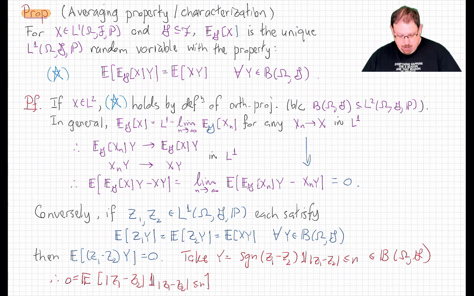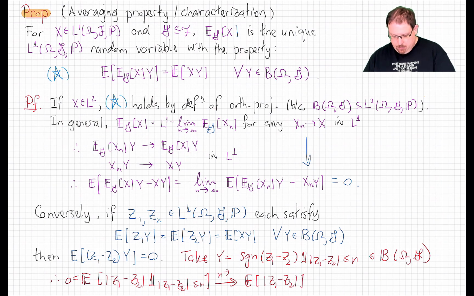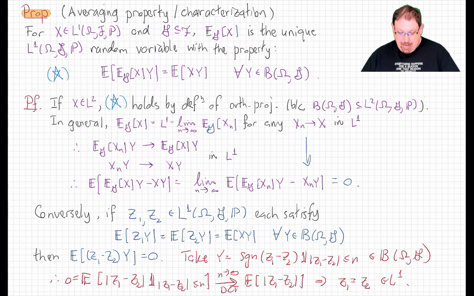Now that's true for every n, but by a dominated convergence theorem, just like we had on the last slide, that converges to the expected value of z1 minus z2 in absolute value as n goes to infinity, and that tells us that this is 0, but that says that the L1 norm of z1 minus z2 is 0, from which we conclude that z1 is equal to z2 in L1 sense. And so that does indeed show that there is at most one L1 g-measurable function which satisfies this condition, and since we know that this one does, that concludes the proof of this proposition, characterizing conditional expectation by this averaging property.